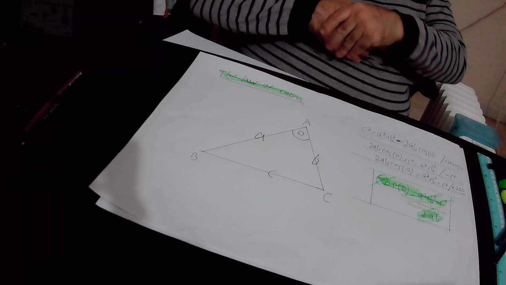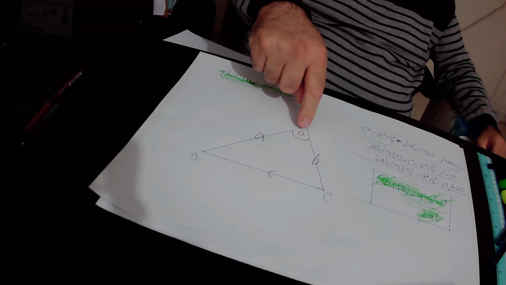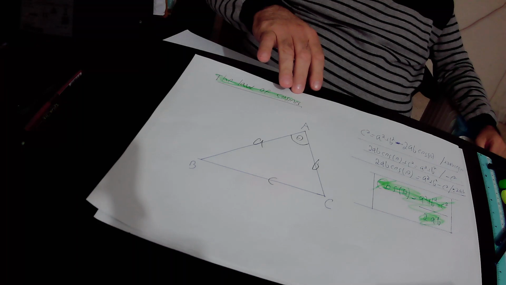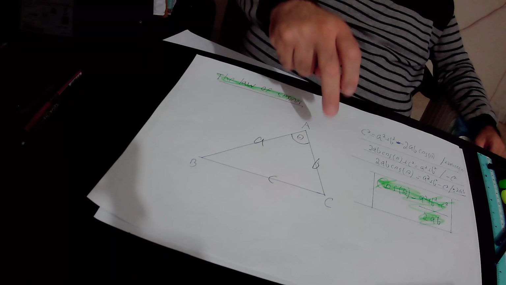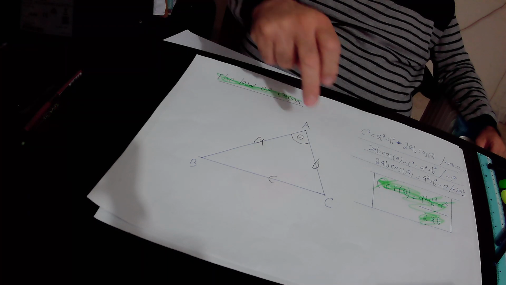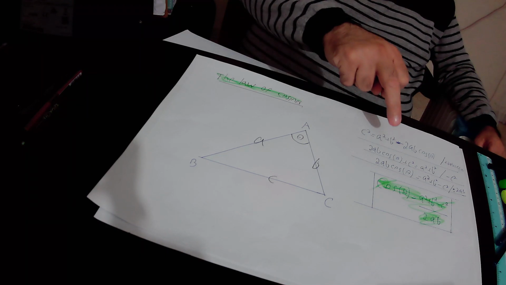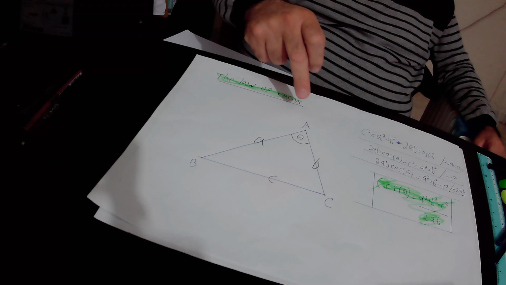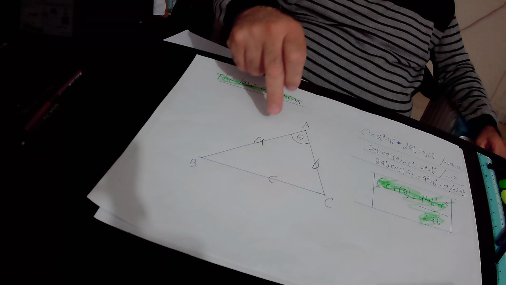Then, this angle BAC equals theta. According to the law of cosines, c squared equals a squared plus b squared minus 2 times a times b times cosine theta. From this equation, it is very easy to arrive at this equation: cosine theta equals a squared plus b squared minus c squared over 2 times a times b.